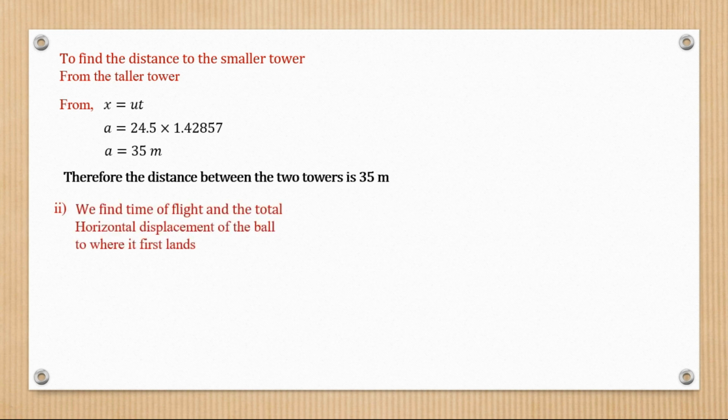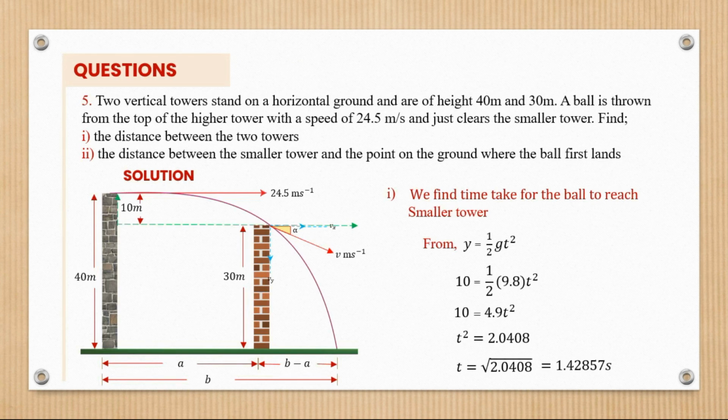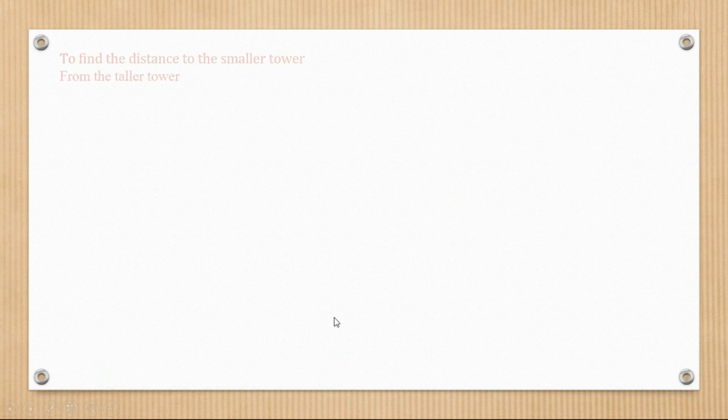All right. So now, in the second part, we're being asked to find the distance between the smaller tower and the point on the ground where the ball first lands. So basically, we are looking at this distance here behind the smaller wall. The ball lands here, and this is the smaller tower. So we're being asked to find this distance, B minus A. But before we do that, we first have to know what B is, because we know what A is, but we don't know what B is. So let's first calculate B.